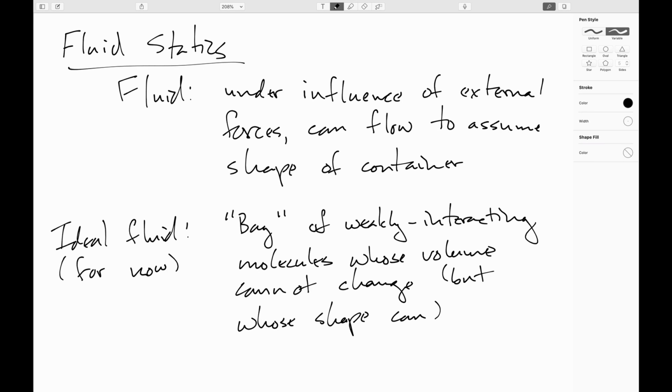For the next couple of video series here, we're going to be taking a look at fluids. So we'll start with fluid statics, which is just plain looking at what happens when a fluid is just sitting there. But to start, we need to define what a fluid is. A fluid is something that, under the influence of external forces, can flow to assume the shape of its container. So it doesn't have to fill the container, so gases and liquids are both examples of fluids.